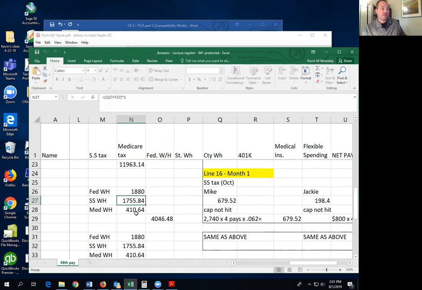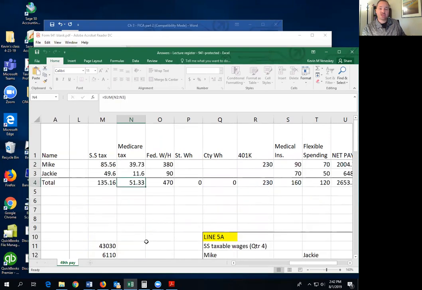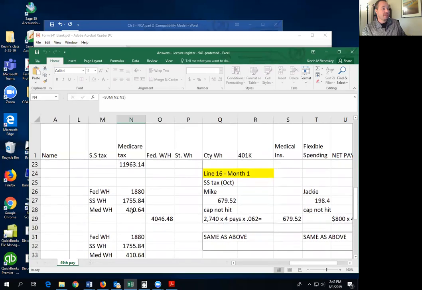For the Medicare is an easy one. You don't have to break it down like this. You can simply, since Medicare doesn't change and there's no cap, take this number, multiply it by the 4 weeks, and then multiply it again by 2 to add in the employer's portion. And that's what I did right here to get this formula. Now, if you add up these 3 amounts, this is what I should have paid for the month of October.